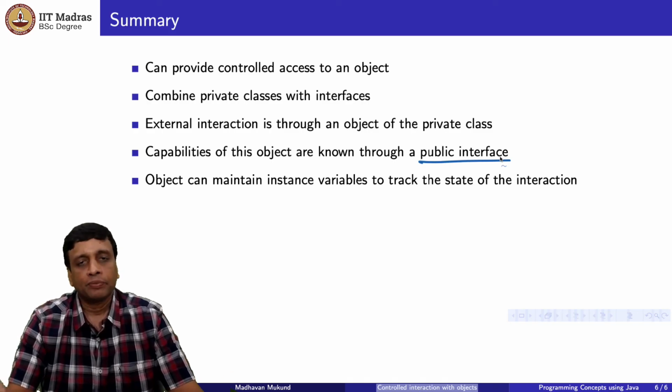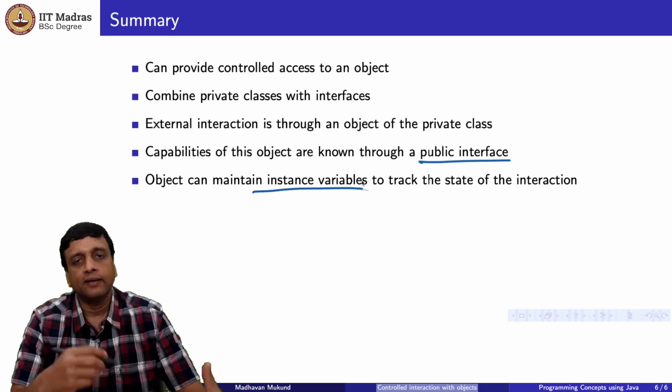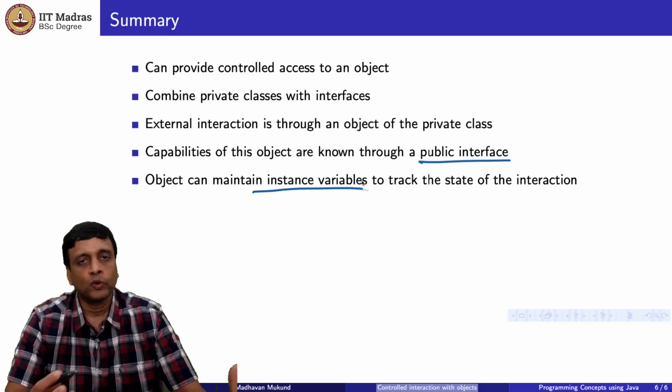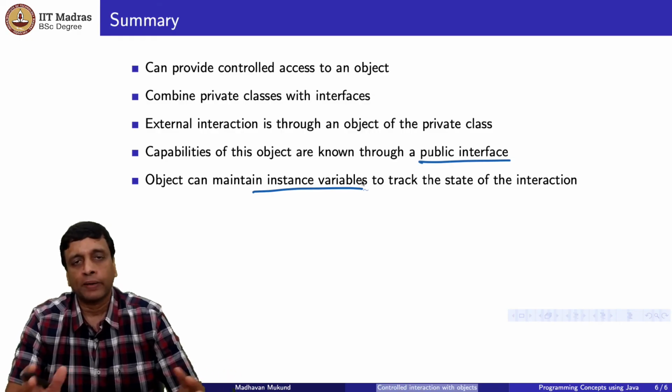At the same time, that object can maintain inside it some instance variables, some local state, to control how this user behaves. So whether it is valid at all to begin with, or if there's a limited validity and so on. So you can keep track of the state of the interaction, and at some point you can modify the interaction based on that state. So all these things become possible once you combine this notion of private inner classes with the notion of a public interface. So it's a very powerful combination and allows you to do a lot of things, and we will see a couple more examples of this type.